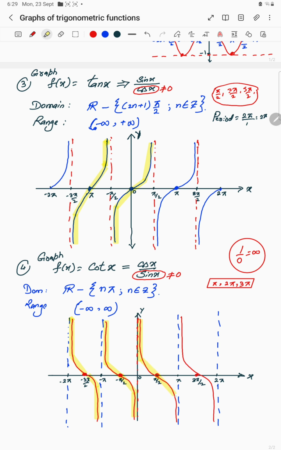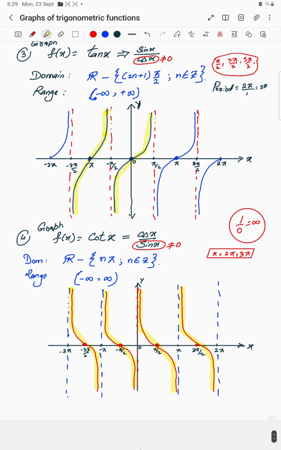Okay, right? So this is what we call a decreasing graph of cotangent of x. I hope it is clear. Let's proceed to the fifth case of trigonometric functions.